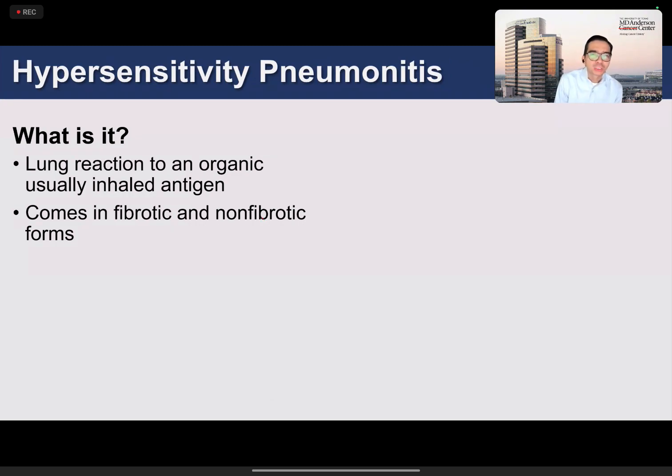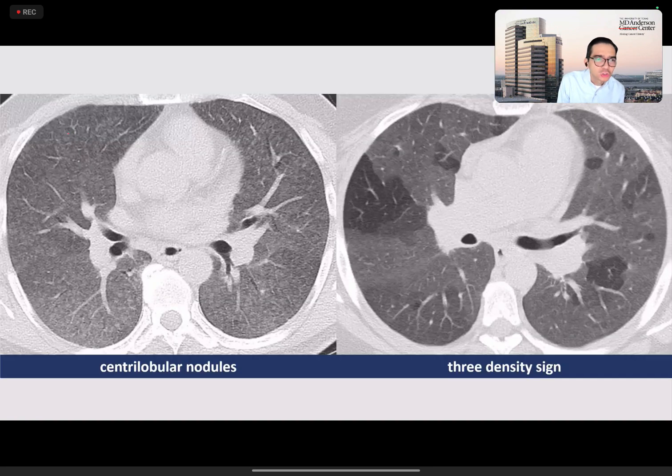Okay, moving on. Hypersensitivity pneumonitis. This is a lung reaction to an organic antigen, usually an inhaled organic antigen, and it comes in fibrotic and non-fibrotic forms. What I showed you in the question earlier are these diffuse centrilobular ground glass nodules, and this is a patient that did not have fibrosis, so this would be called non-fibrotic hypersensitivity pneumonitis.